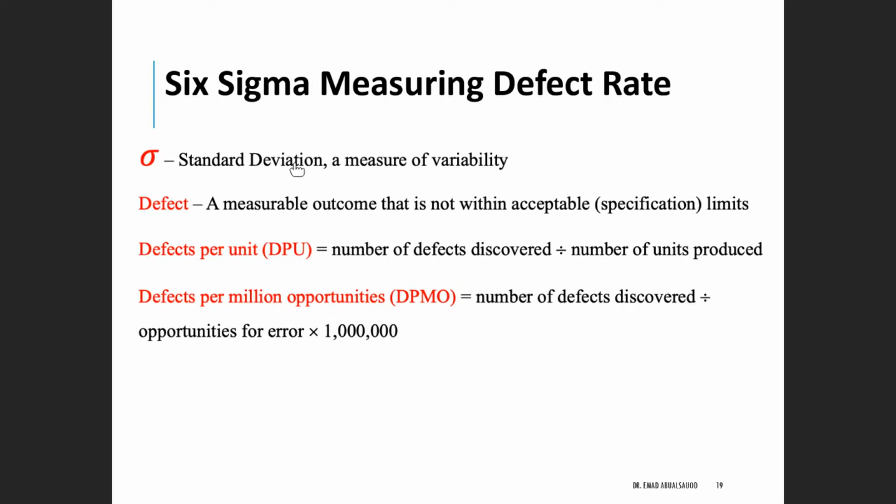The standard deviation measures the variability, meaning the fluctuation in the results of the measurements. So this standard deviation or the sigma level measures the variability, the change in the process or the performance. A defect is a measurable outcome that is not within the acceptable specification limit. For example, you have specification limits of 3 millimeters plus and minus for a certain dimension, meaning for a certain measurement you have a tolerance or specification, let's say not tolerance, 3 millimeters in the measurement. Any exceeding of these specification limits is considered to be a defect.